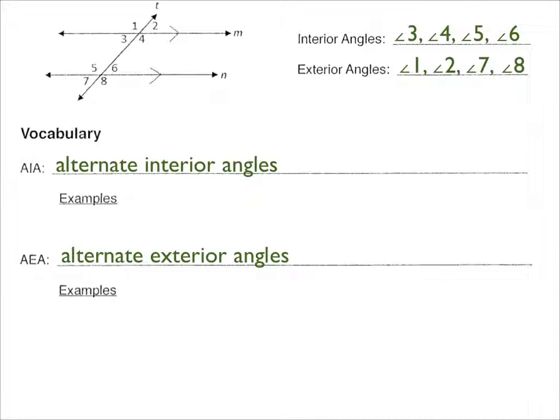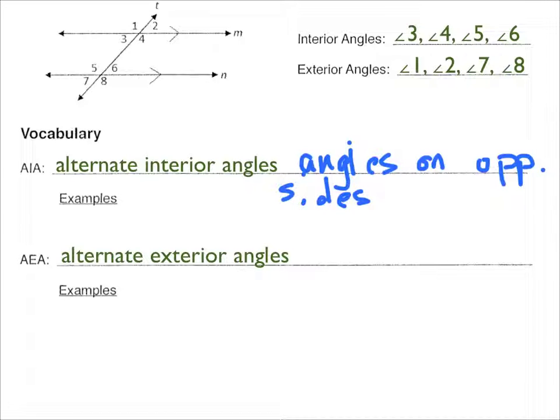I'm just going to say angles on opposite sides of the transversal. I'm not going to have room to write the word opposite, so I'm going to write op. Sides of the transversal, T. Would it be the same exact definition for exterior? Yeah, only with exterior, which means they're on the top and the bottom. They're on the outside of the parallel lines. Underline arrow.